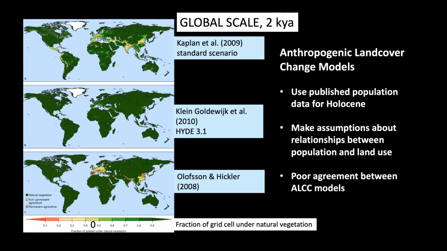Marie-José already talked about the known limits of current anthropogenic land cover change models. She showed this slide. Okay, so we know these are based primarily on population data going into the past for the Holocene, and they make significant assumptions about relationships between populations in the past and what land use was like, and this results in pretty poor agreement between models, as she was already showing.